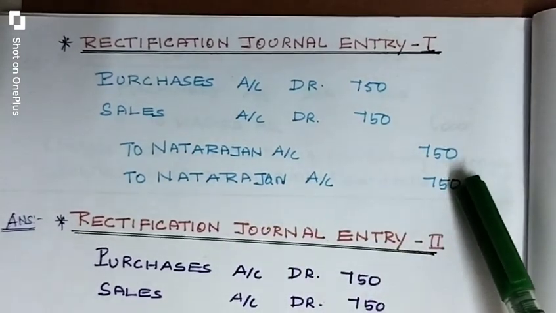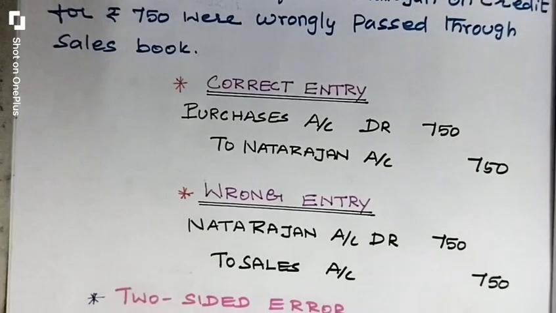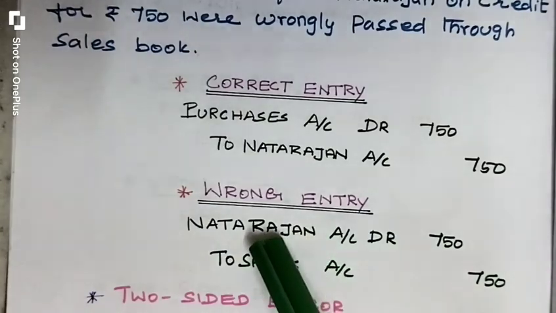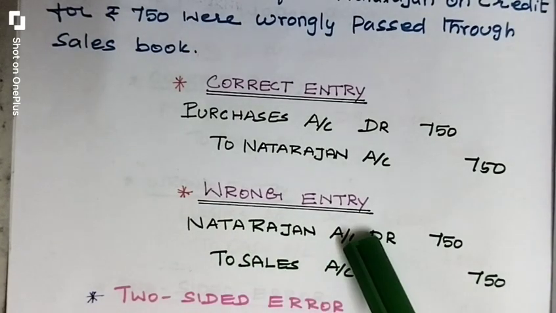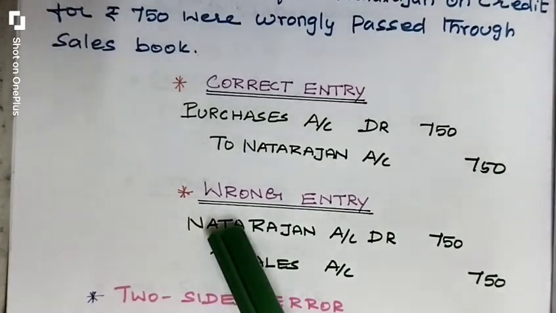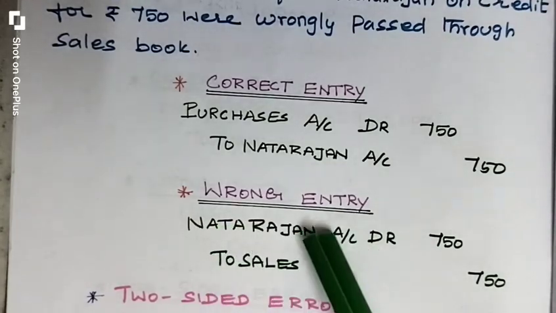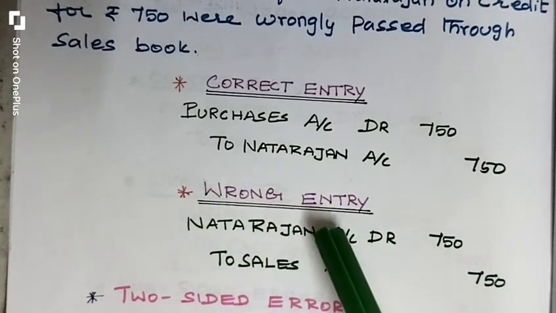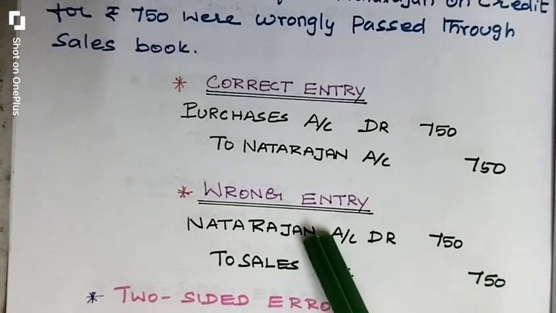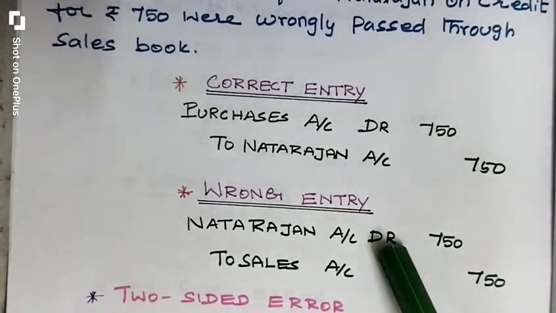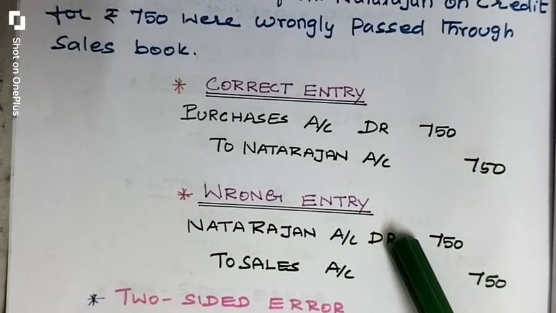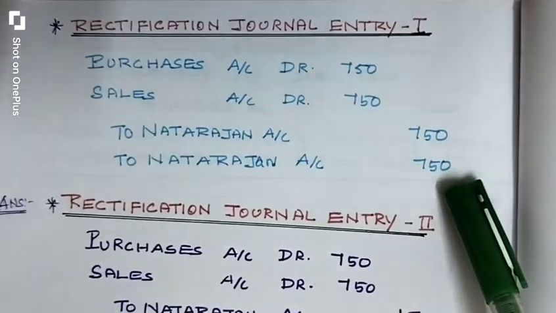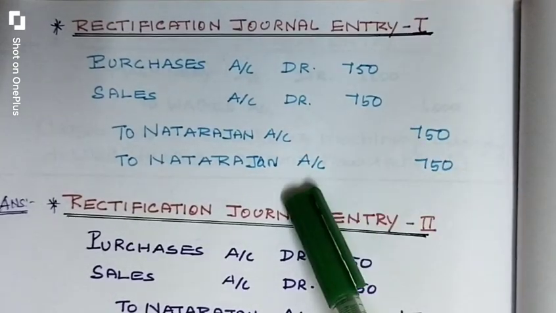Let's take the error accounts. Which are the error accounts? These two accounts, debit account and credit account, both sides are in error. Let's take the debit side error. Which account is on the debit side? Natarajan account is on the debit side, so we have to credit it. So we enter to Natarajan account 750 rupees. We credited the Natarajan account.